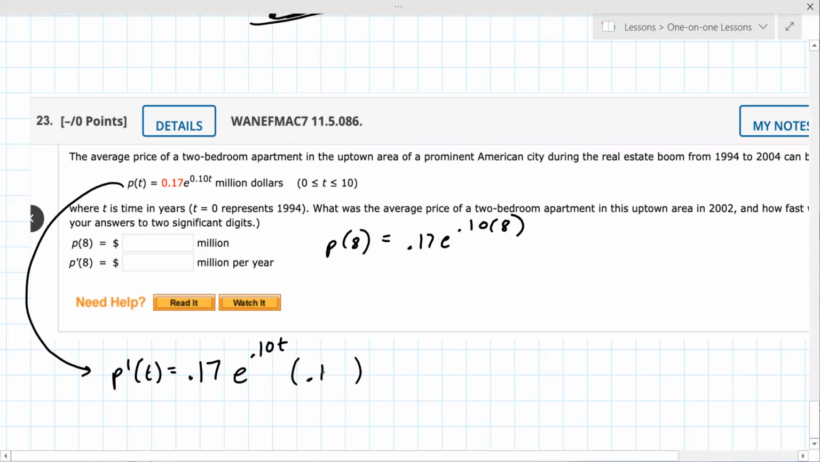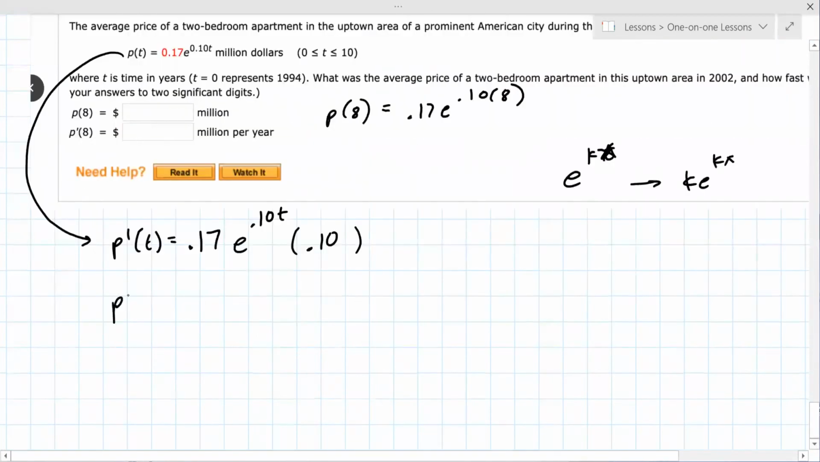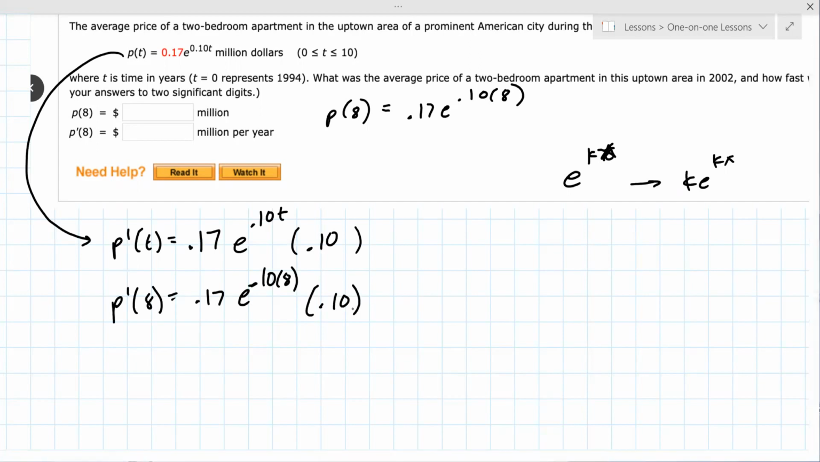Oh, that's right. Yeah, 0.10. So I wrote it this way: e to the kt or e to the kx, and then the derivative is k e to the kx. You always have to multiply by the derivative of whatever's in the exponent. So this P prime of 8, you get from putting 0.17 e to the 0.10 times 8 times 0.10. You do that and you get a number out. That's just a calculator thing there. Okay, yeah, we can move on.